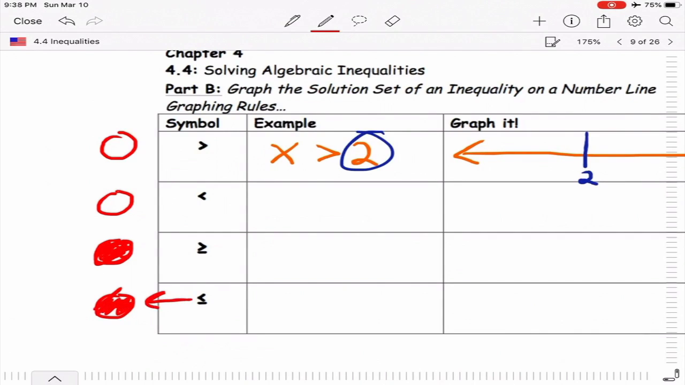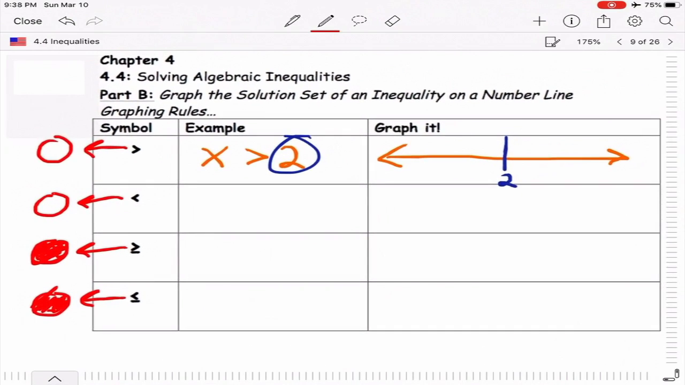Whenever I graph, I'm going to use a closed circle for a less than or equal to. I'm going to use a closed circle for a greater than or equal to. I'm going to use an open circle for a less than, and I'm going to use an open circle for a greater than symbol. Now with that said, I can finish this. So above that 2, I'm going to do an open circle. Once again, because it's x is greater than 2, not greater than or equal to, just greater than, I'm going to do an open circle.